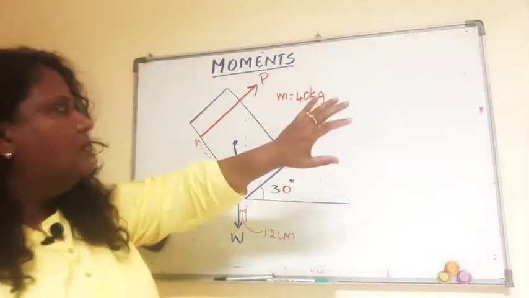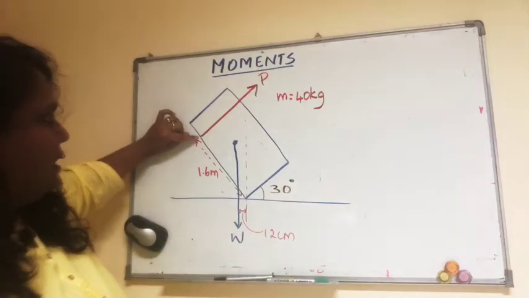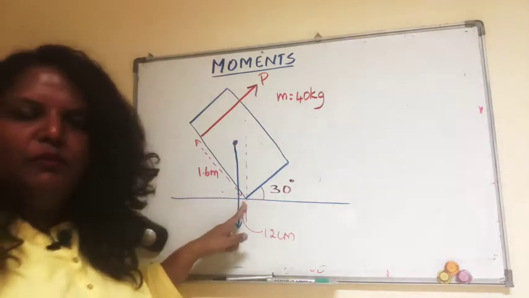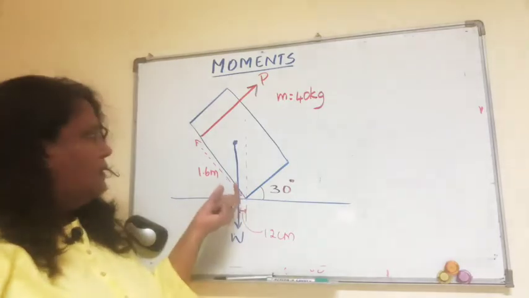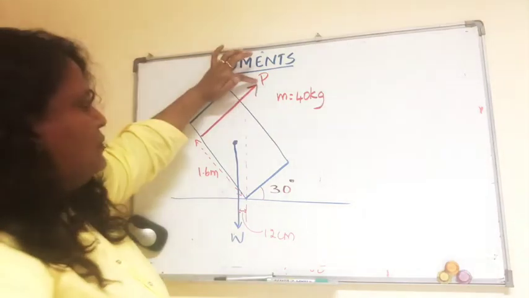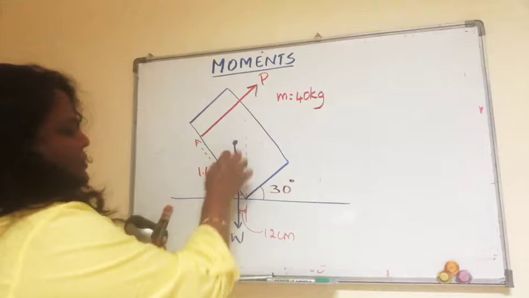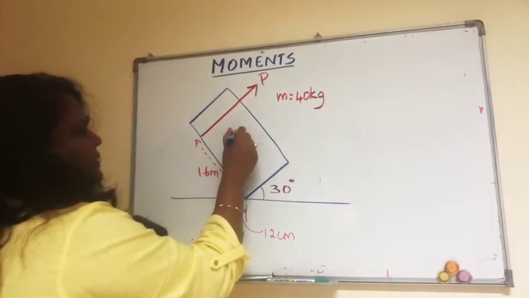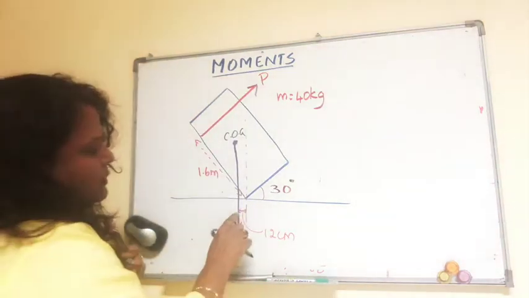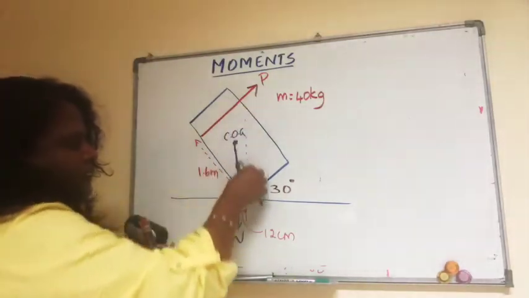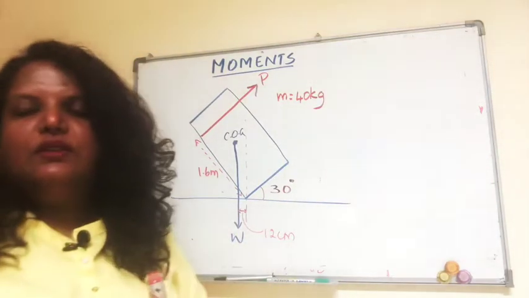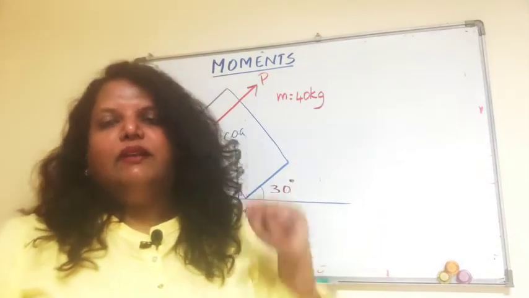The mass of the wardrobe is 40 kg, and the distance at which the person applies the force is 1.6 meters from this pivot position. So this is the point of contact here. That's your pivot position, and 1.6 meters, and it's at right angles to this distance. Force P is applied. Now this point is the center of gravity. You can see the weight is acting down, and this is the point of contact, right? The distance between the center of gravity and the line of contact with the ground is 12 centimeters. So these are all the information given to you, and the question is to find the value of P.